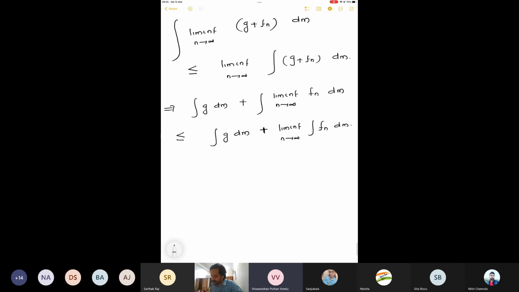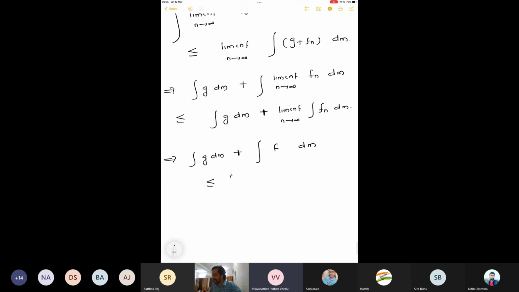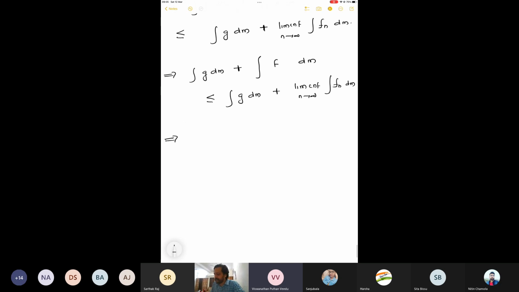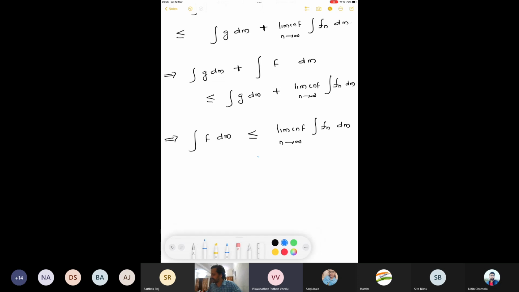And that implies integral g dm plus, you know that fn converges to f of x. Therefore, lim and lim inf, everything will be equal. So this is integral f dm, which is less than or equal to integral g dm plus lim inf n tending to infinity integral fn dm. Now integral g dm is finite, g is integrable. So you can cancel integral g dm on both sides. That will imply integral f dm is less than or equal to limit infimum n tending to infinity integral fn dm. Okay, so this is one inequality which I may call 1.